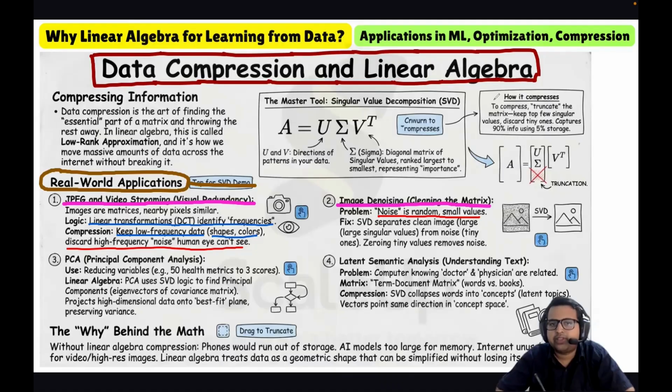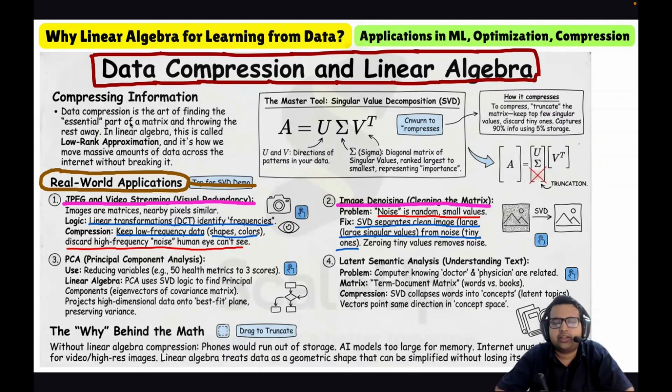When we perform the singular value decomposition, SVD, the clean image is represented by the large singular values, while the noise lives in the tiny ones. By zeroing out the small singular values and reconstructing the matrix, the noise disappears. And we are able to perform image denoising. And with image denoising, since we are removing the noise, we are compressing the image and we are making use of a linear algebra technique, that is the SVD, singular value decomposition.